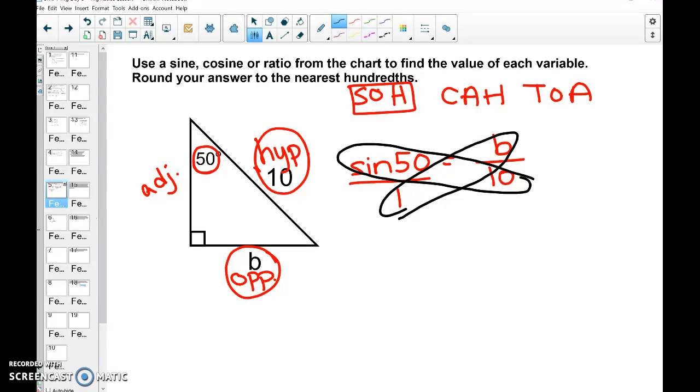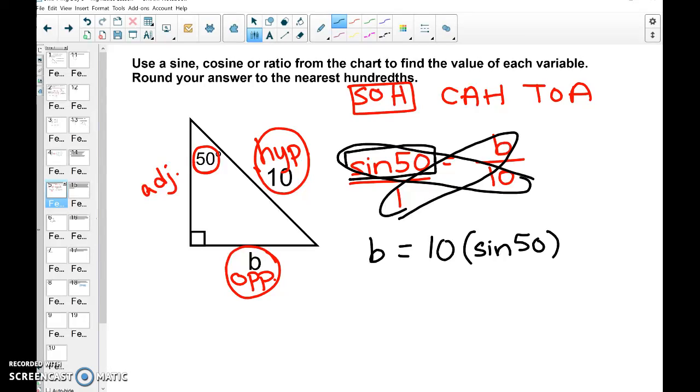B times 1 is B, so that's on that side by itself. Okay, and I want you to be careful. This is not sine of 500 now. I know some of you might be tempted to put those numbers together and try and distribute or do something crazy. You can't do that.